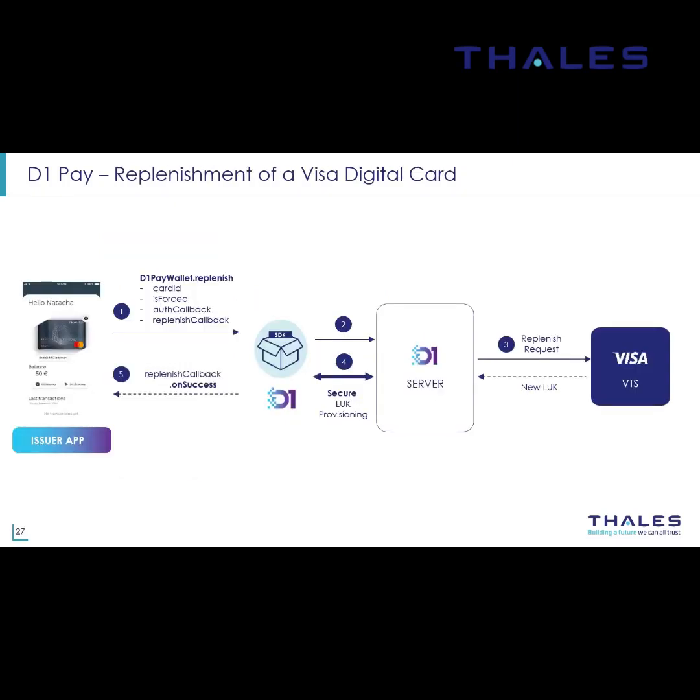Replenishment of a Visa digital card. This slide describes how to execute replenishment for a Visa digital card after you receive confirmation that it is required. As a first step, call Replenish API based on the card ID. The SDK forwards this request to the D1 server that will send it to Visa. After Visa receives this request, it sends a new limited use key back to the D1 server, which securely provisions the key to the D1 SDK. For Visa cards, the replenishment is done synchronously. This means that the digital card will be replenished after the replenish callback is triggered.